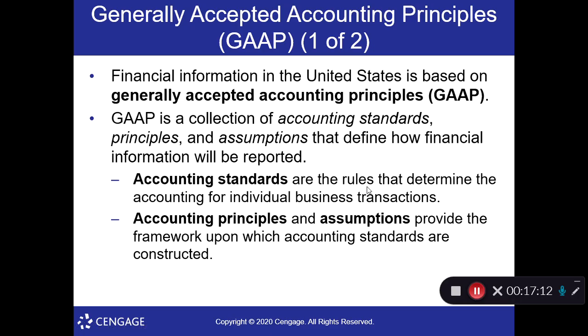So our financial information that we'll talk about in this course is based on something called GAAP, G-A-A-P, Generally Accepted Accounting Principles. So this is our standard for how financial statements are created. These are the rules that determine how we record business transactions and principles and assumptions on how we would present our financial statements.